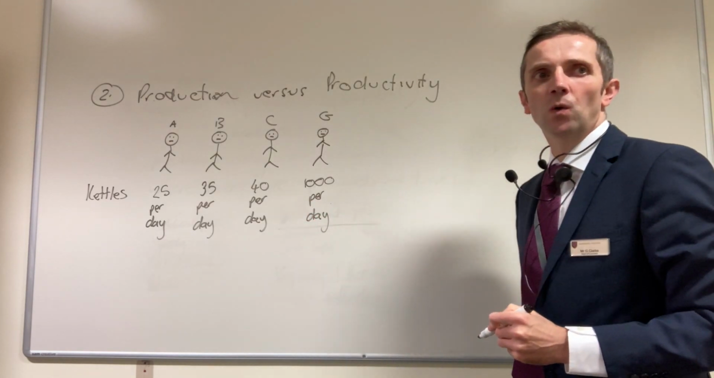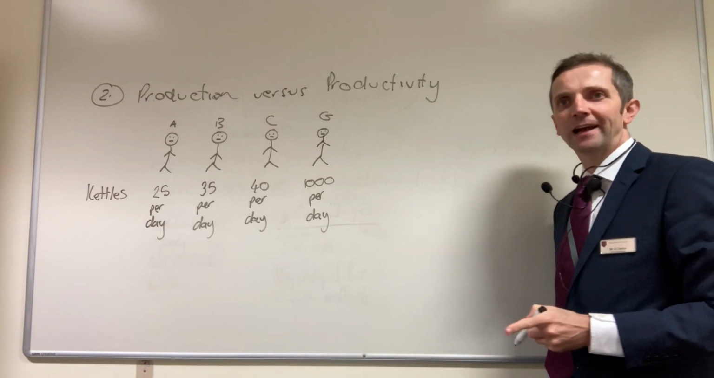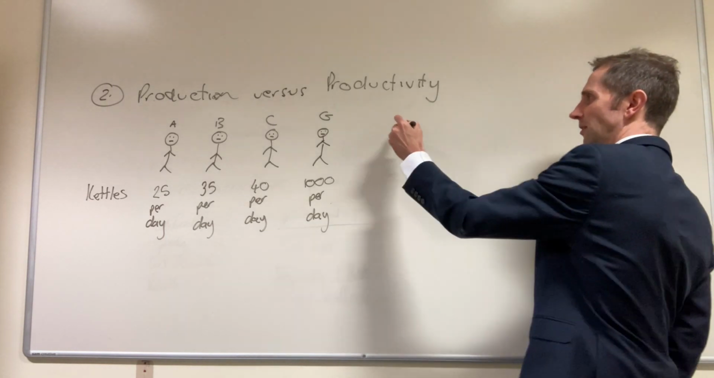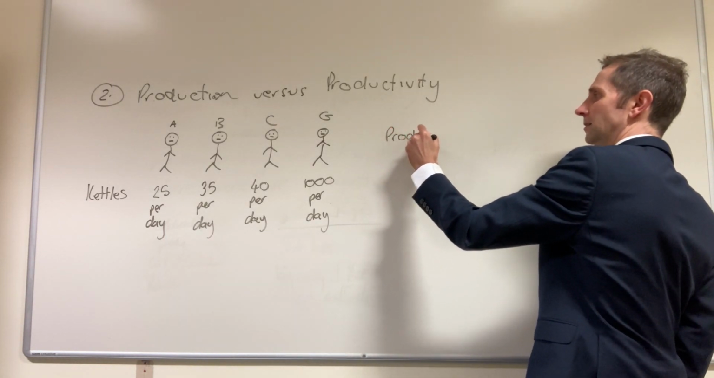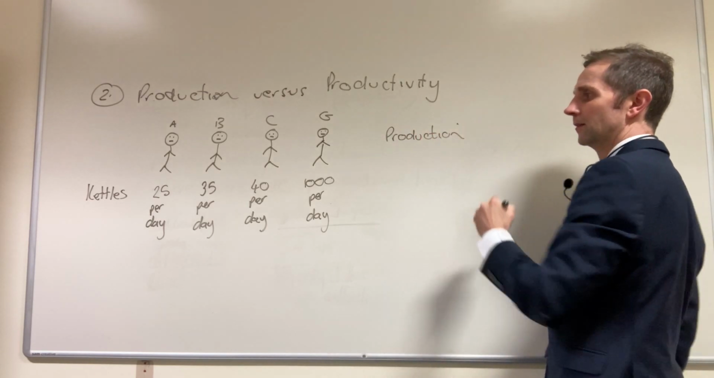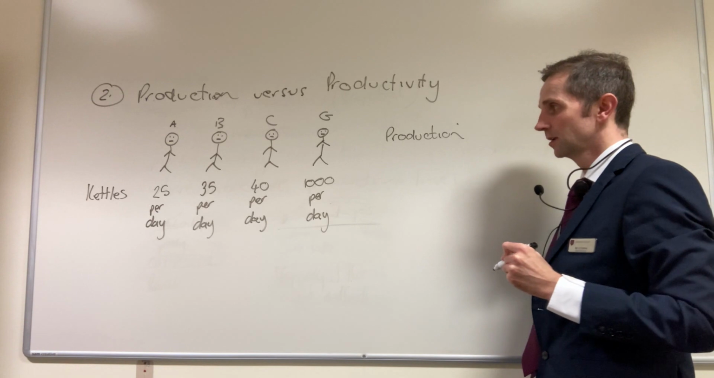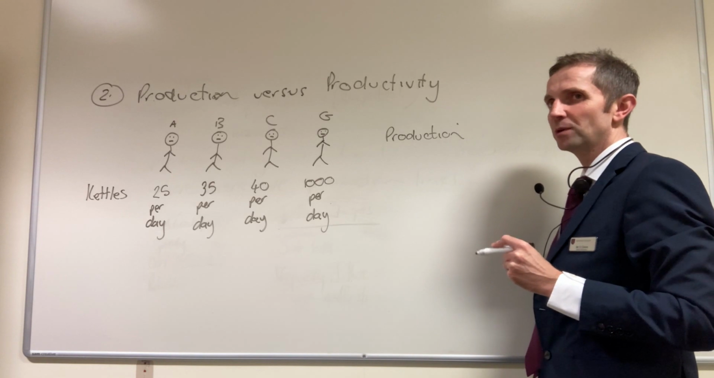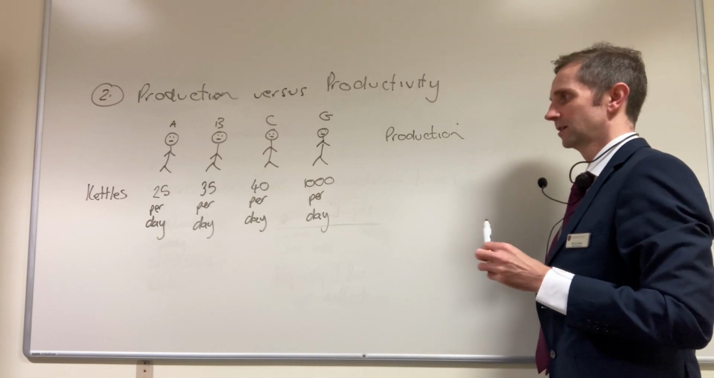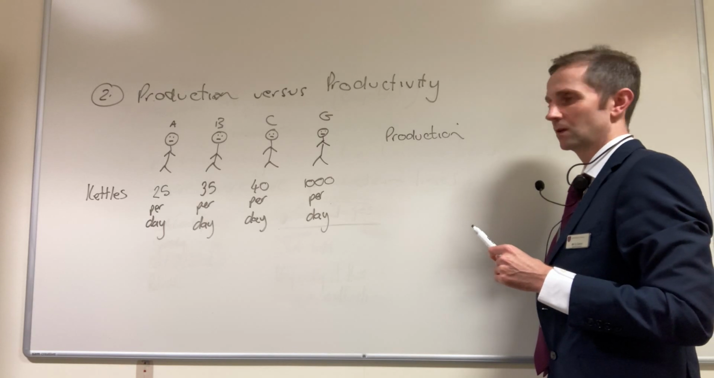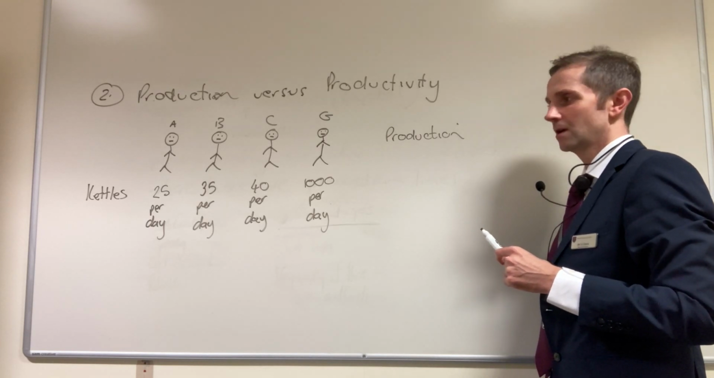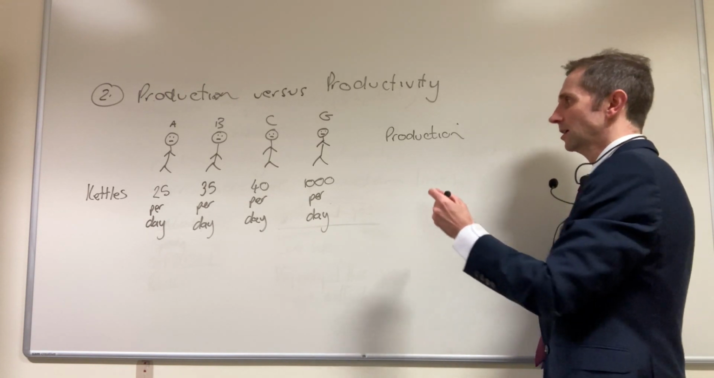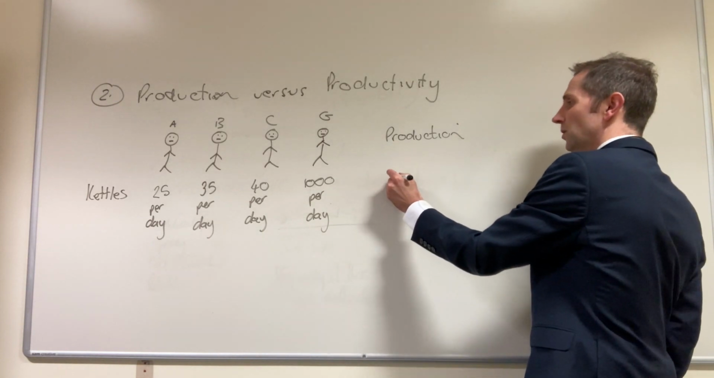Now, what is production there, Daniel? Production is how many are made per day. Okay, so what's the answer? All of them together. 35 plus 25? 60. No, it is 60. 1,100. Right, okay. So the total production is 1,100.